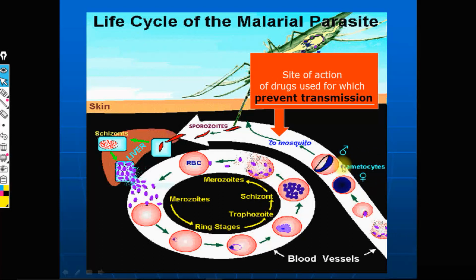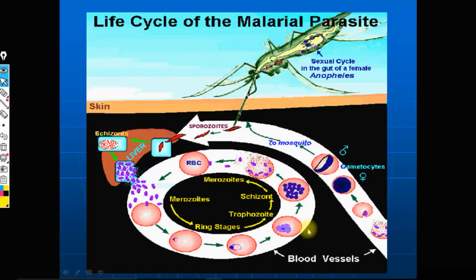Or they have very little activity, like chloroquine has very good activity here, but only a moderate or very mild activity on the gametocyte. That's why it is not able to prevent the transmission, right? Again, the drug which you need to give here is primaquine, right? So the site of action of various anti-malarial drugs is a very important one to learn their classification, right?